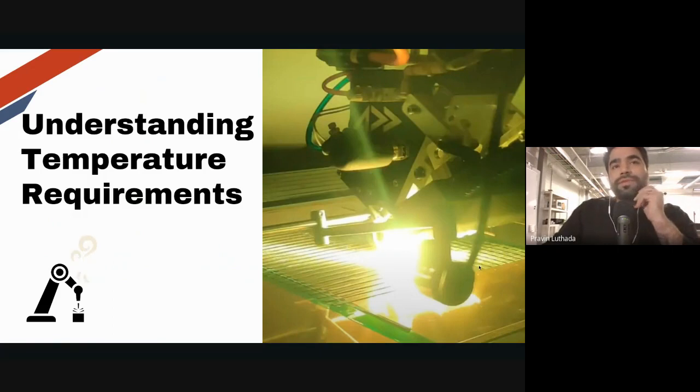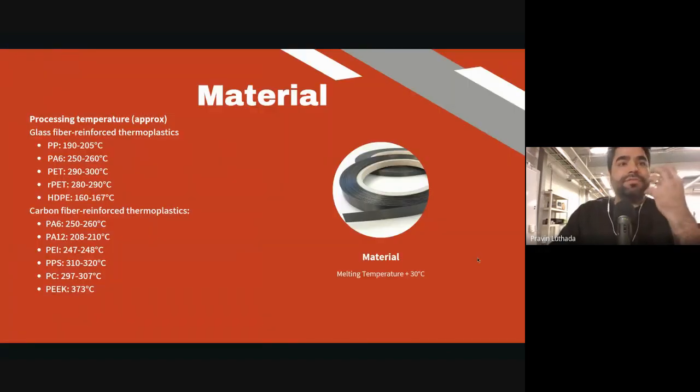The very first aspect, and I think the most critical as well, is the temperature requirements. There is a great selection of unidirectional thermoplastic tapes available out there. This is just a common list that I grabbed from the internet of the most commonly available unidirectional tapes. What you can see in front of them is what we recommend as a processing temperature, and this is something we have done a lot of trials with.